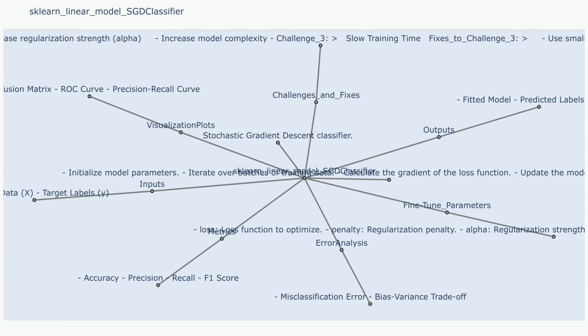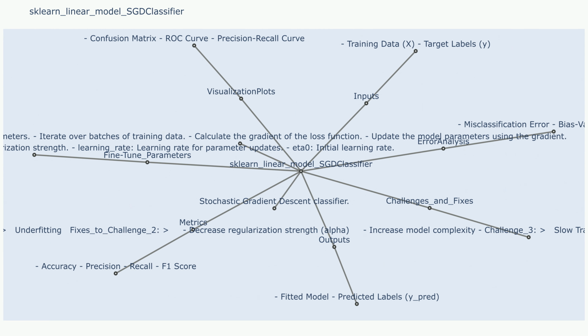Challenge 3. Choice of loss function. The choice of loss function can significantly impact model performance. For example, using a hinge loss for a dataset with outliers might lead to poor performance. Sample use case: training a model with hinge loss on a dataset with outliers might result in a model that is highly sensitive to those outliers. Fixes to challenge 3. Use more robust loss functions, such as modified Huber, if the dataset contains outliers.